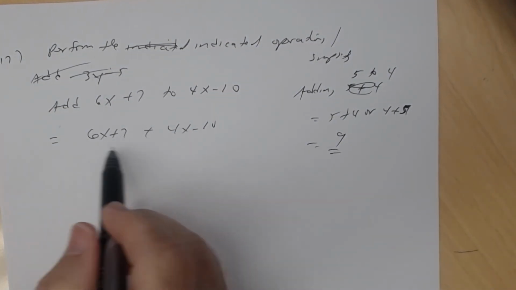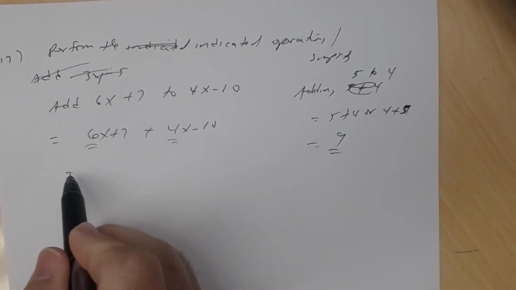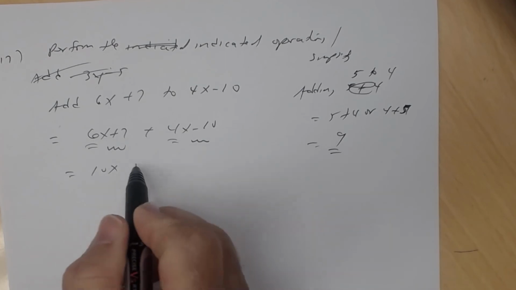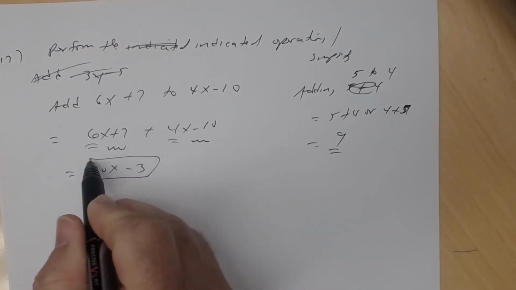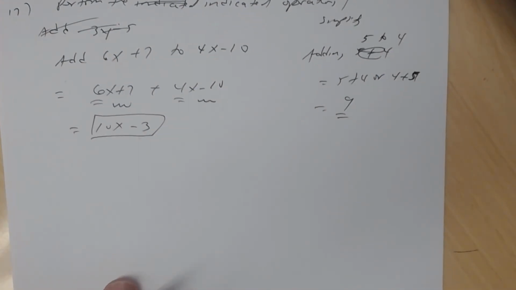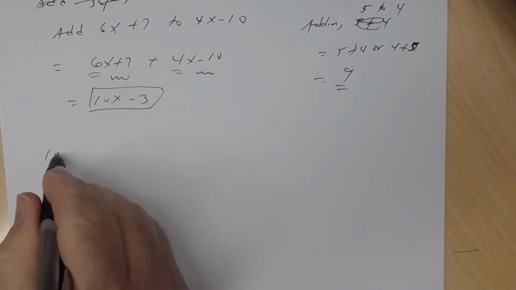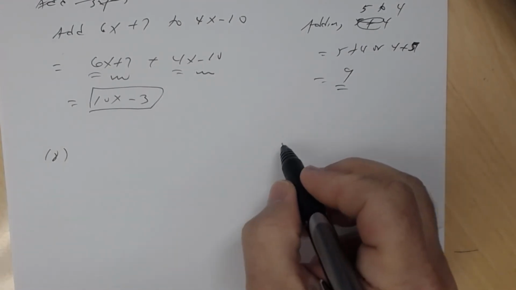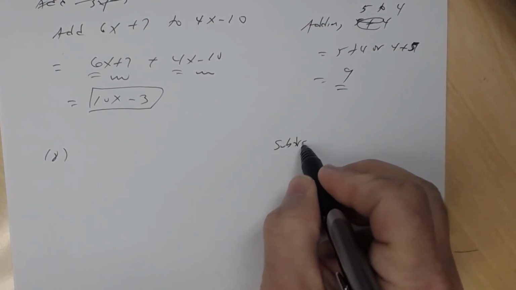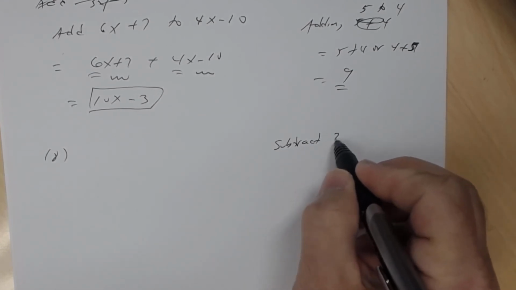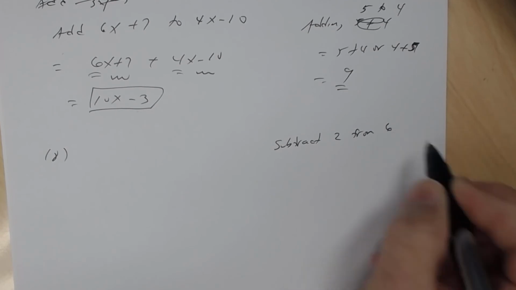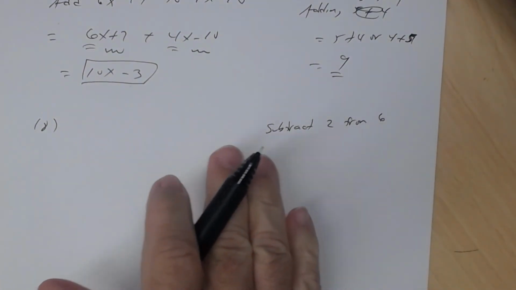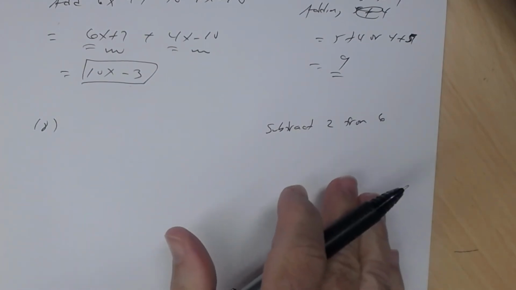And so you combine like terms, 6x and 4x is 10x, and then 7 and a negative 10 is a negative 3. So there's your answer. So adding is easy. It's subtracting that's going to be the issue for some of you. But it shouldn't be. It's not that difficult. So let's review something from a previous lesson. Suppose I said subtract 2 from 6. Now remember, subtraction is not commutative. So the order in which you subtract does matter.